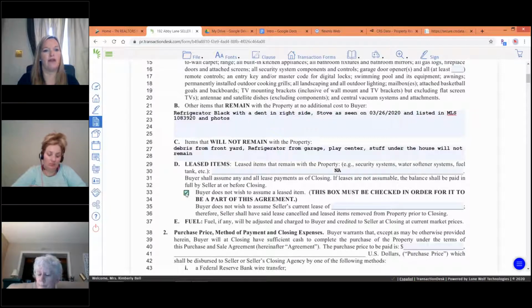Or if you didn't check that, the buyer does not wish to assume the seller's current lease of, and you could type grill, or none disclosed, or anything. So that's how that could look.